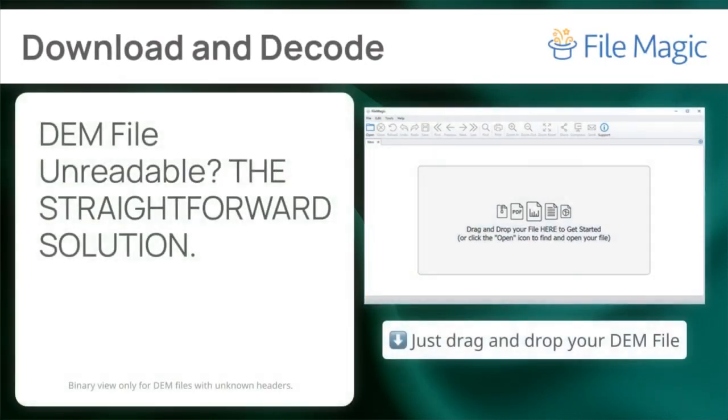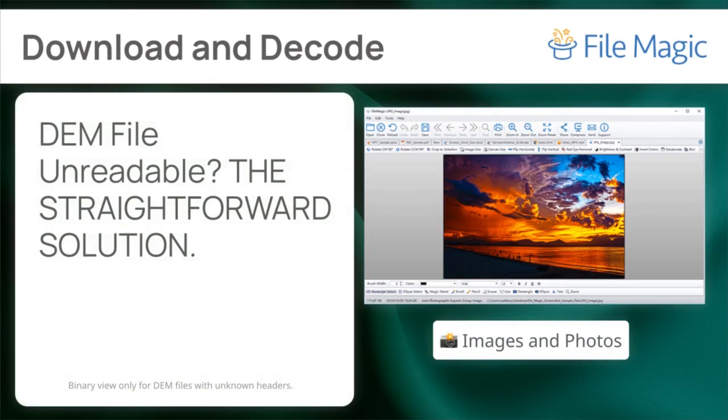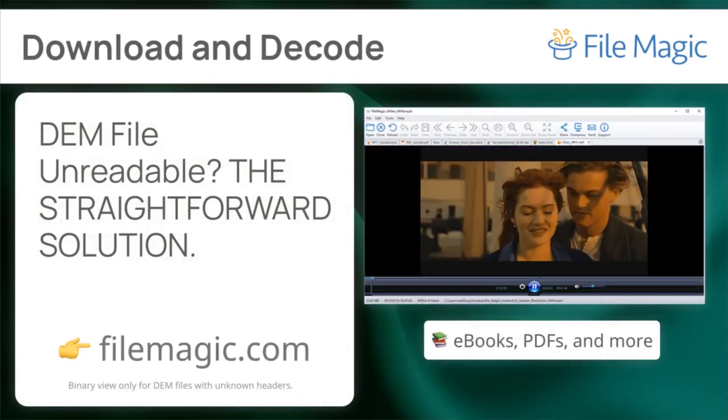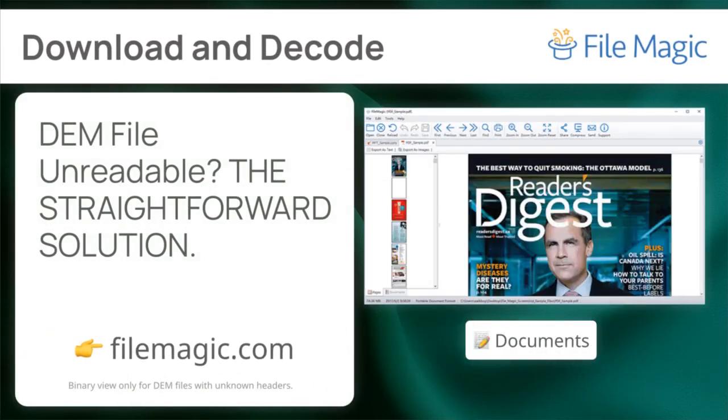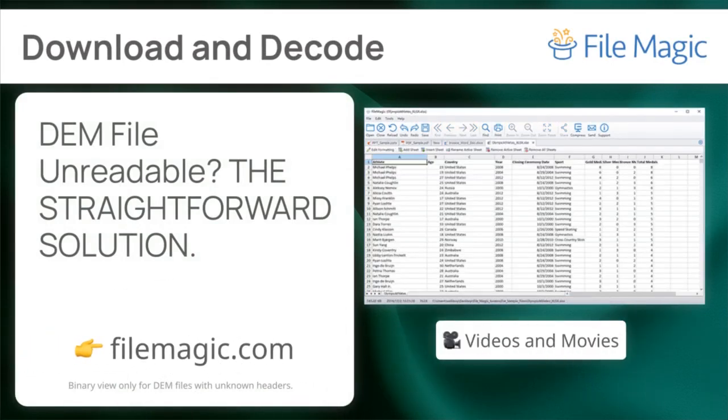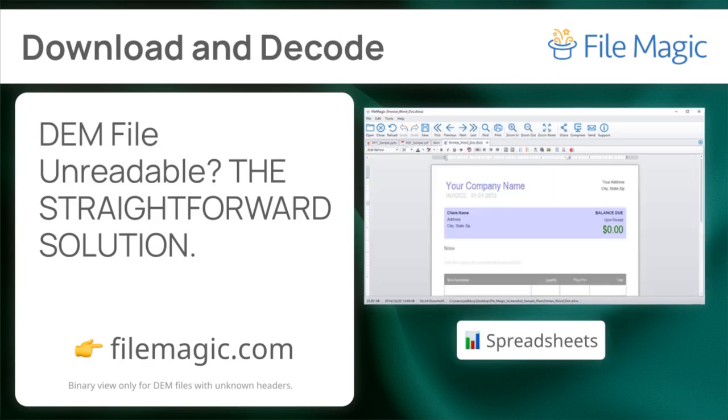Since we tried everything on the format, it's time for the professional fix. FileMagick is your best bet for files that are unreadable by Windows or standard open source programs. You can find it at filemagick.com.